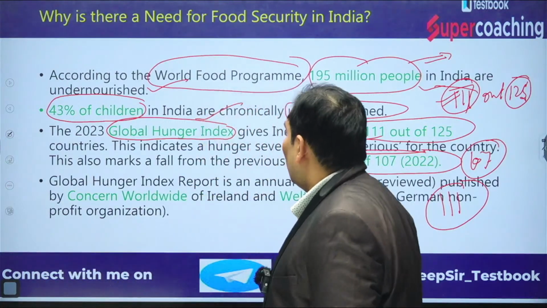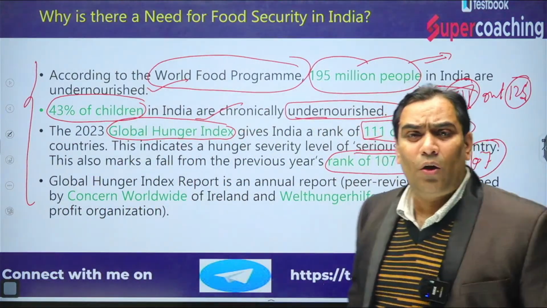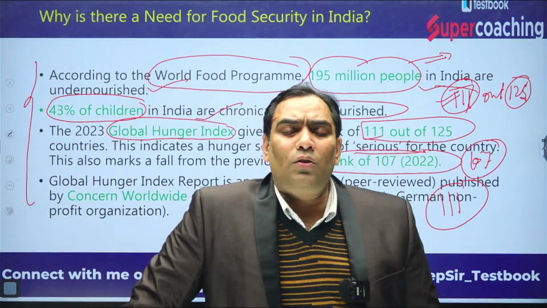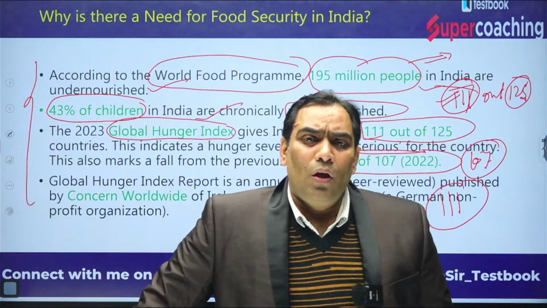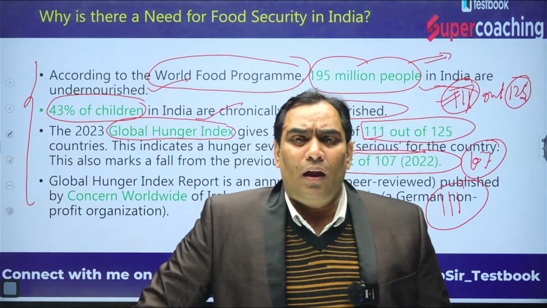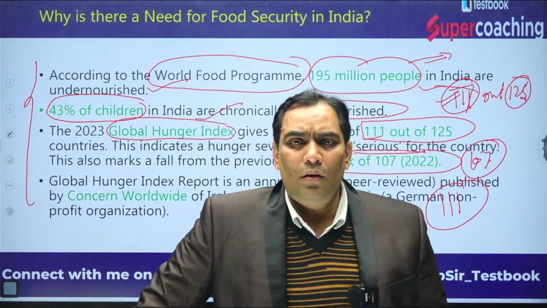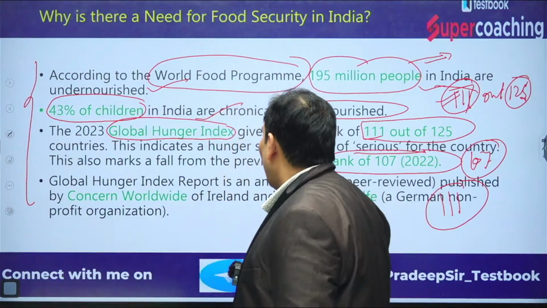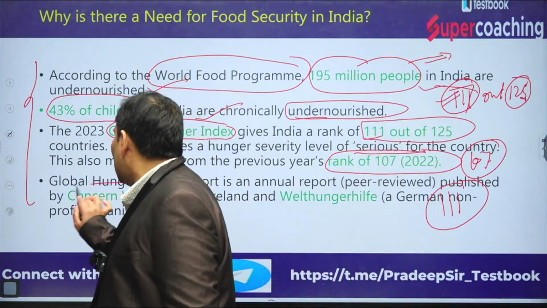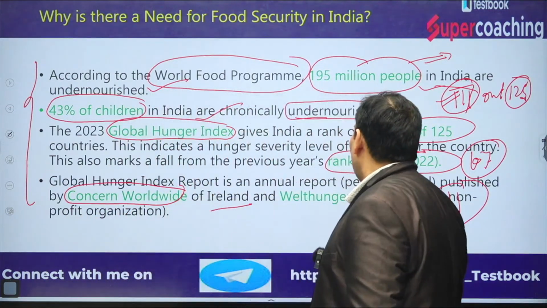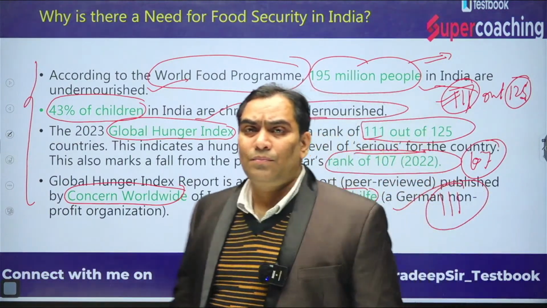So I gave you some data to show why there is a need for food security in India. There is a need to take measures for food security so that the hunger index rank can be improved, so that malnourished and undernourished people can be taken care of. And who prepared this Global Hunger Index? It is prepared by Concern Worldwide, an NGO of Ireland, and Welthungerhilfe, a German non-profit organization.